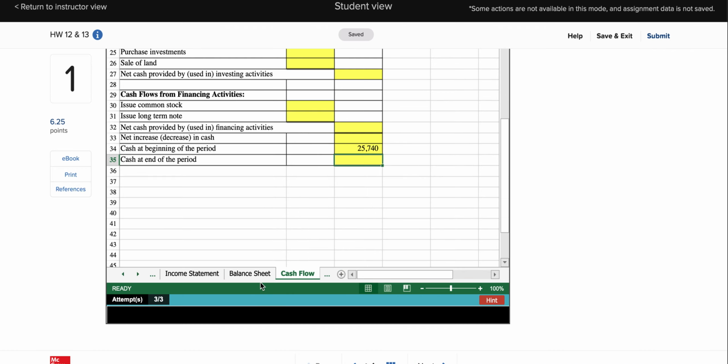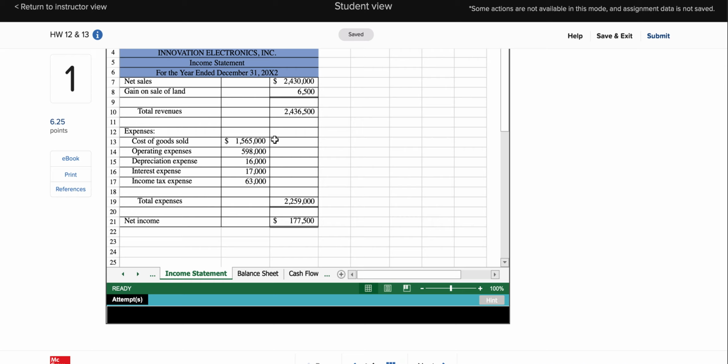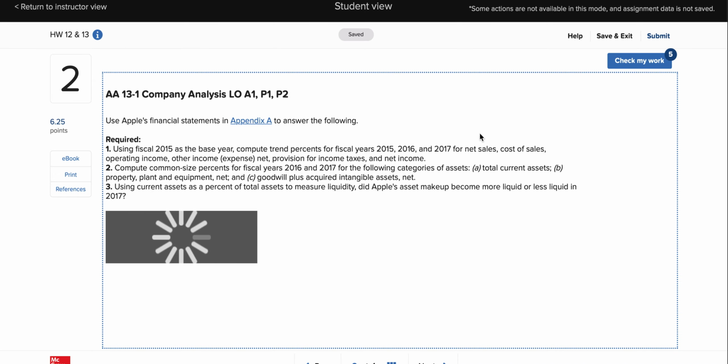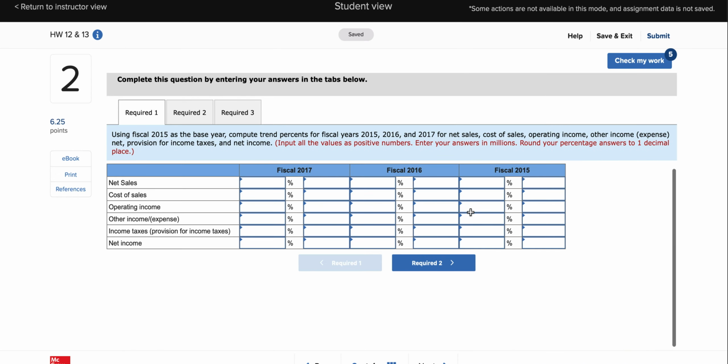I just wanted to show you how you have to touch these links here and go back and grab numbers to do the calculations that are necessary. And that should help you with that problem.